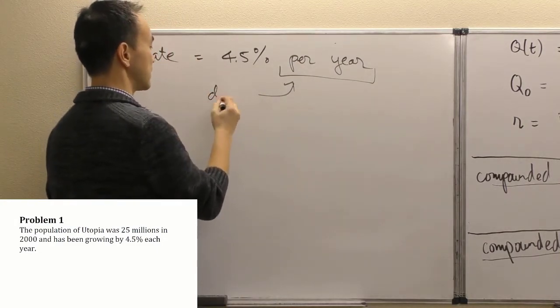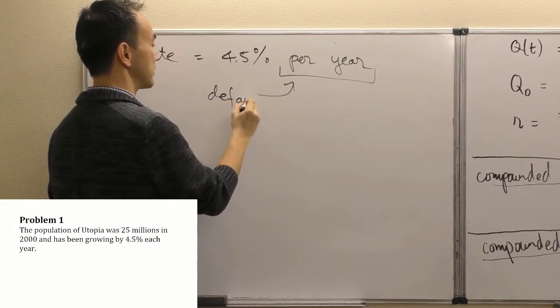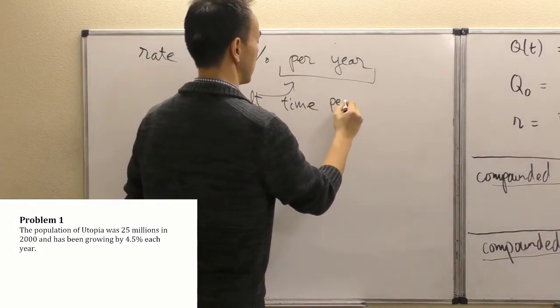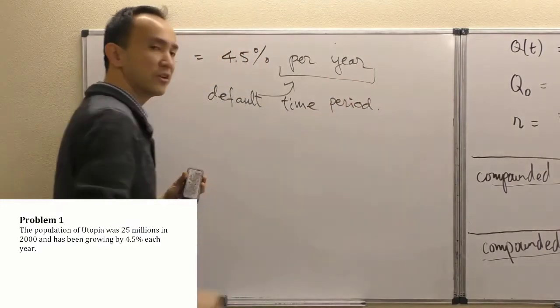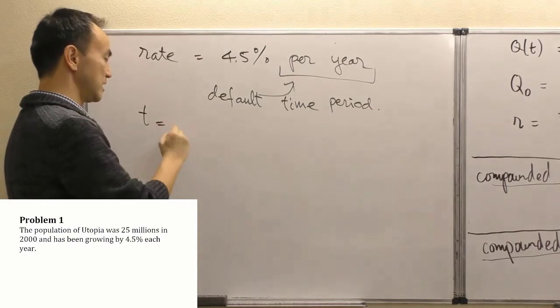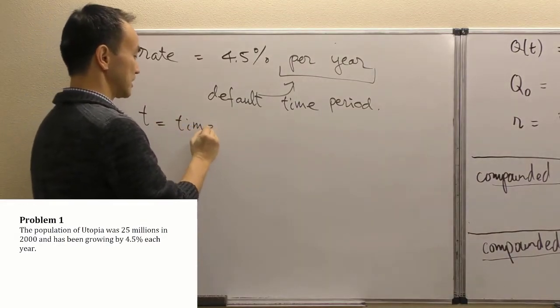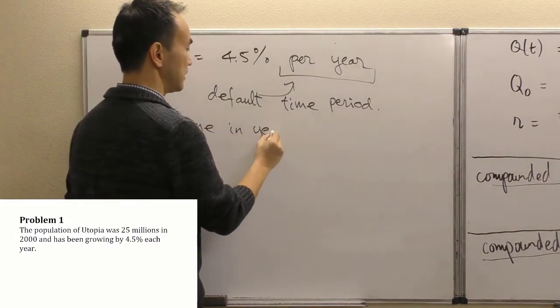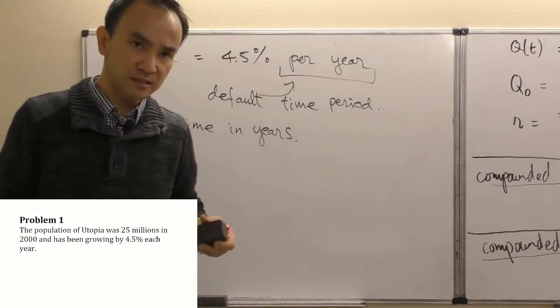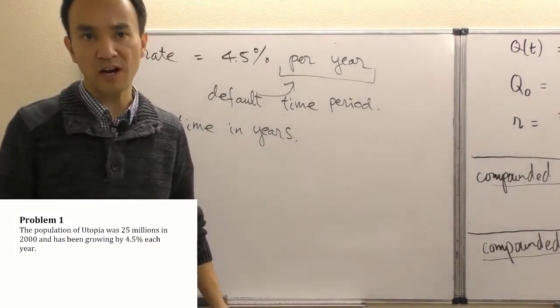All we can understand is that this is the default. Per year here is the default time period. So one default time period is 1 year. And so that means that our time here, our t here, is measured as time in years. In some other natural processes, it only takes days, or even only hours.